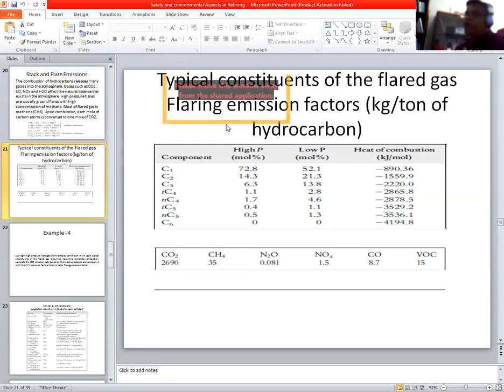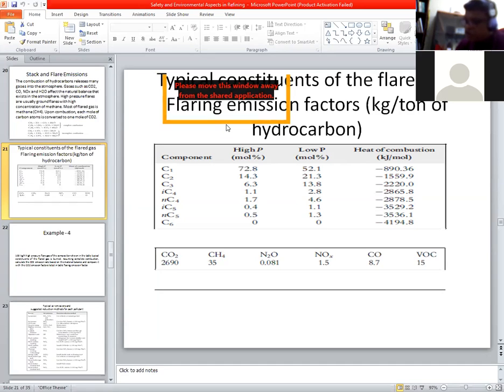n times molecular weight. Same formula like n equal to m over molecular weight. So m equal to n times molecular weight. So n I got 6.626, times 44. So the answer will be 291.56 kg per hour. That is the mass flow rate.